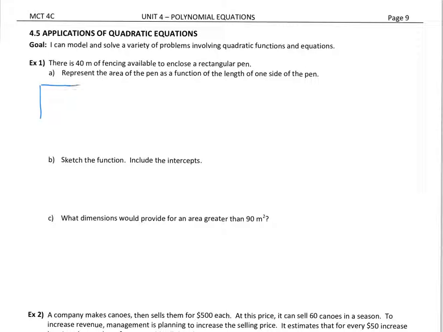So I've got a nice little rectangle here, and we know that we've got 40 meters of fencing to go all the way around that pen. So let's call that L for length and W for width. That means that I would have 2 lengths and 2 widths to enclose the pen, and that has to equal 40. Okay, so 2 lengths plus 2 widths has to equal 40.